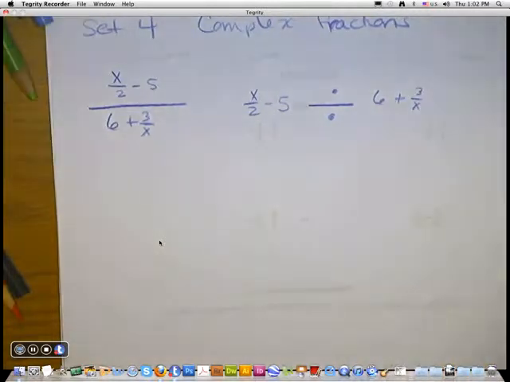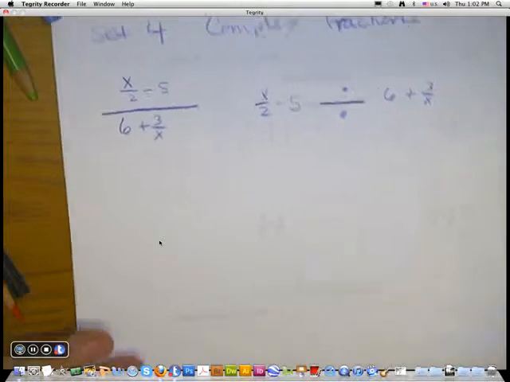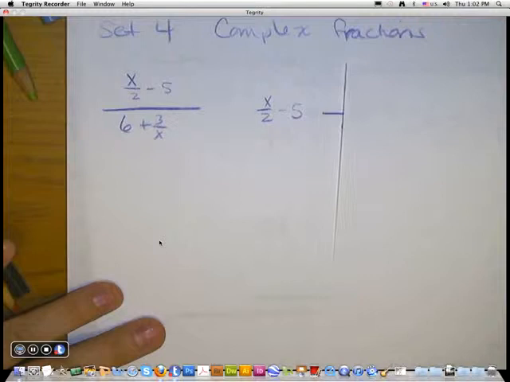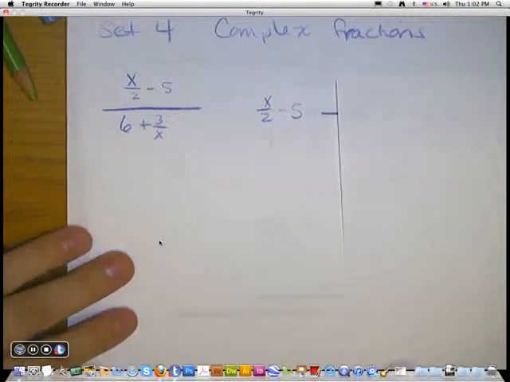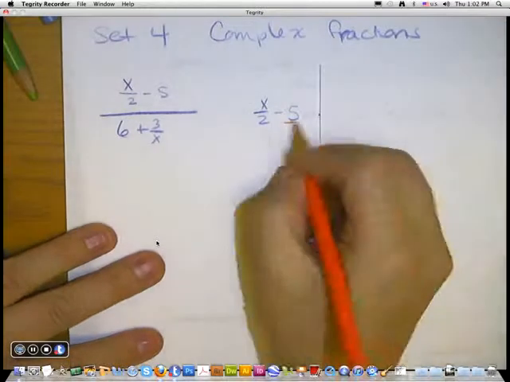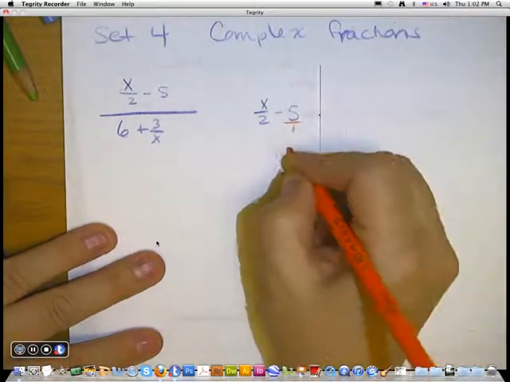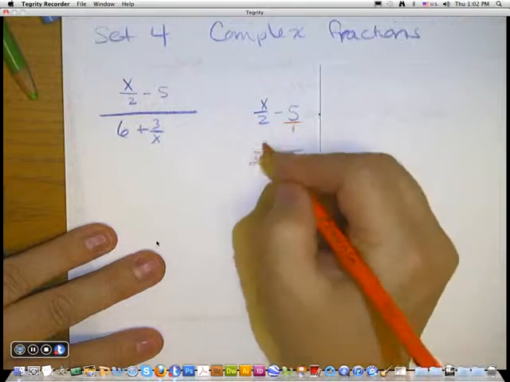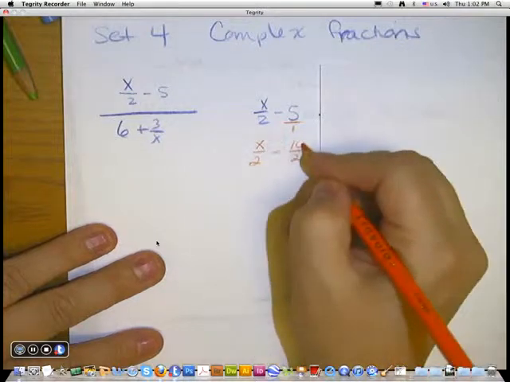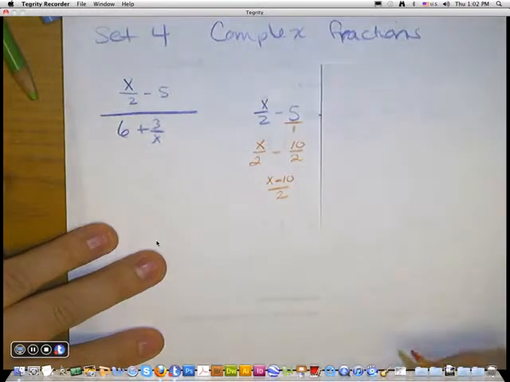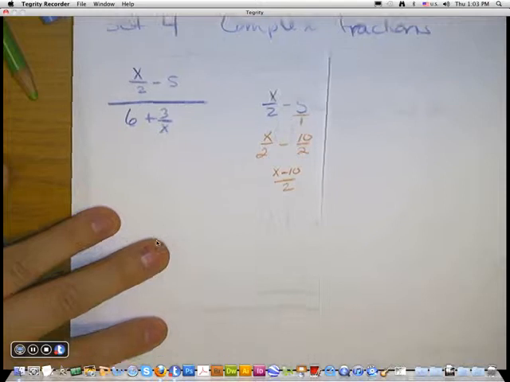Now, deal with one side at a time. Only deal with the left side, or the numerator. All we care about is the x over 2 minus 5. At this point, you should go, okay, that's over 1. So the common denominator is 2, which means the first one stays and the second one becomes 10. So we get x minus 10 over 2. No problems. Now we go to the second side.